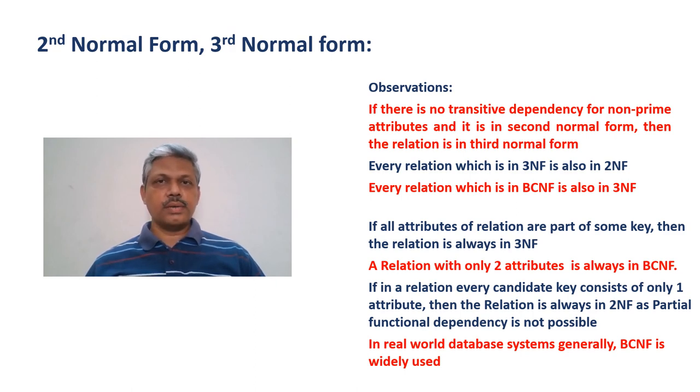We can straight away say so, because the partial dependency case does not arise at all, because there is only one attribute in the candidate key for all the functional dependencies, so it is straight away in second normal form. And finally, most of the real-world databases are satisfied with BCNF, which serves the purpose for most databases.